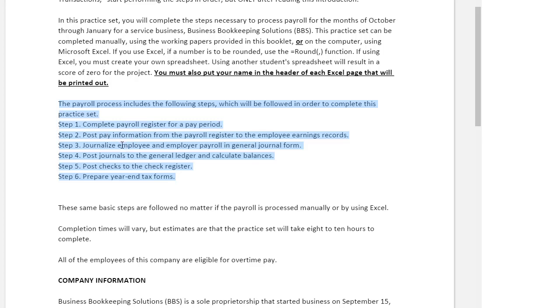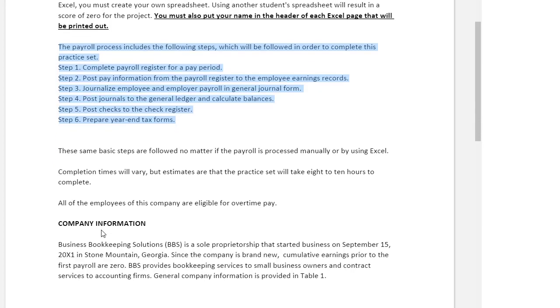Then we will journalize employee and employer payroll in the general journal, and then anything we put in the general journal, we have to post to the ledger, and then we'll calculate our new balances, and then we'll post checks to the check register. And then at the end, after we've done 6 payroll registers, we're going to prepare the year-end tax forms. And of course, these same basic steps are followed no matter if the payroll is processed manually or if you're going to be using Excel.